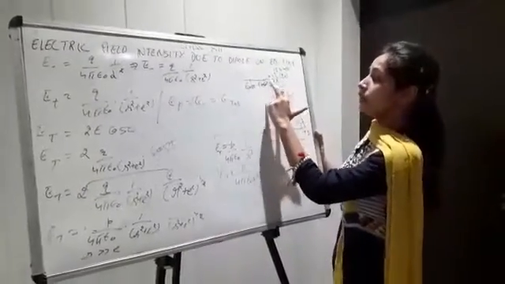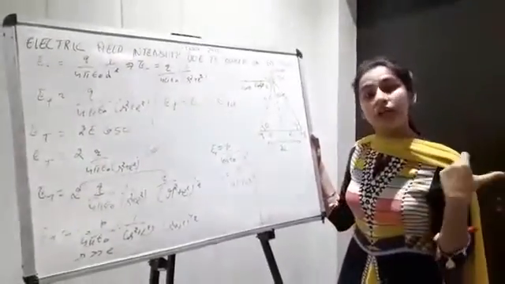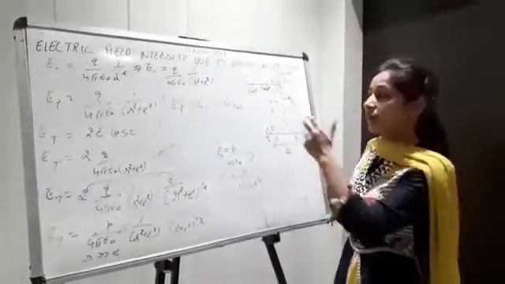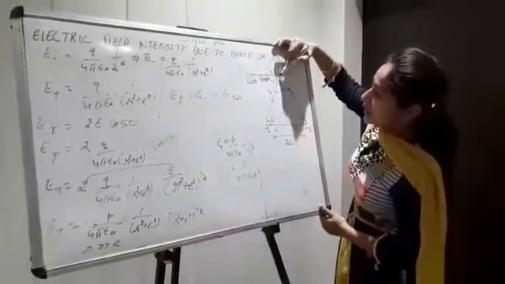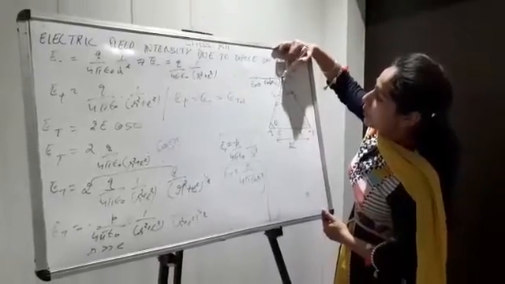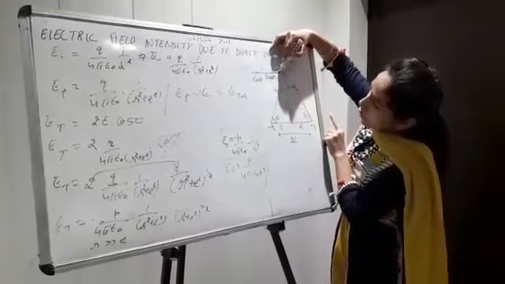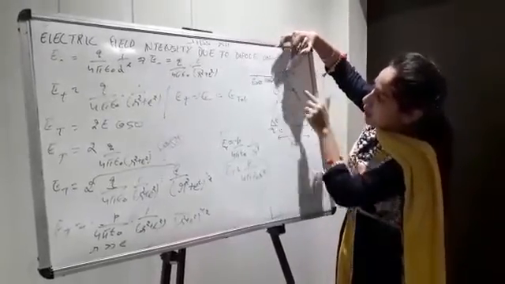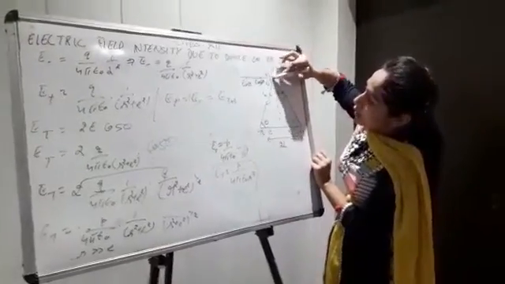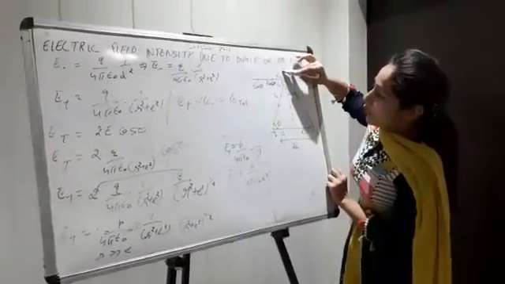Now we will resolve these two electric fields into two components. When we divide into two components, one component we take as horizontal, the other as vertical. Just see this one electric field. One component is horizontal, that is E cos theta. The other component is vertical, perpendicular to this, that is E sin theta.